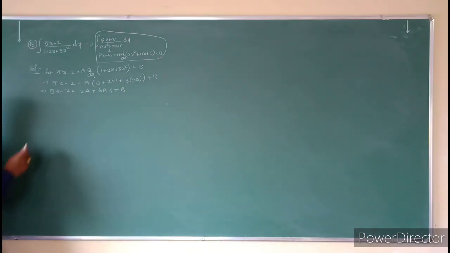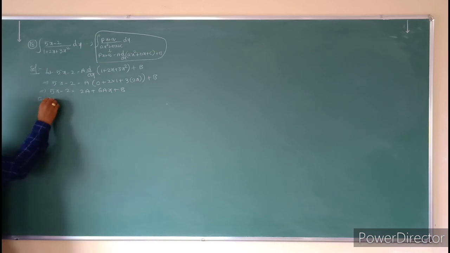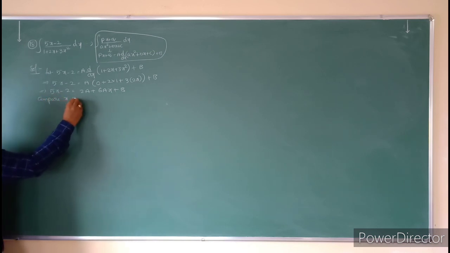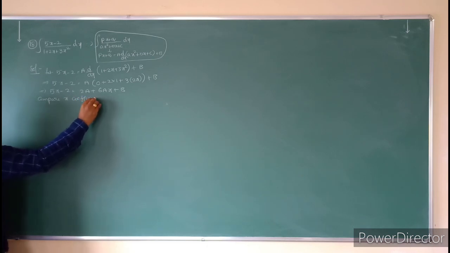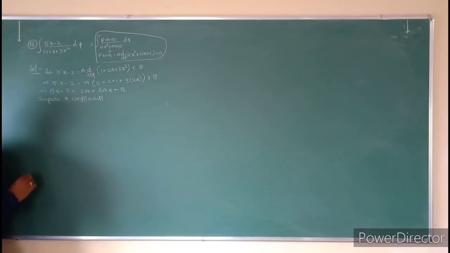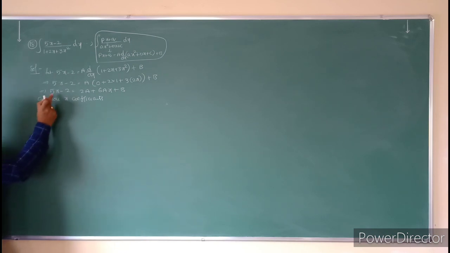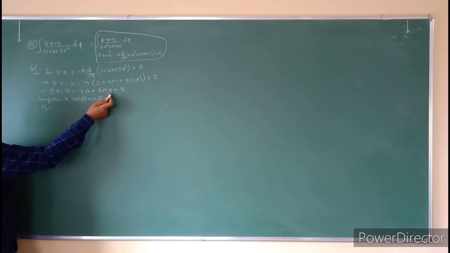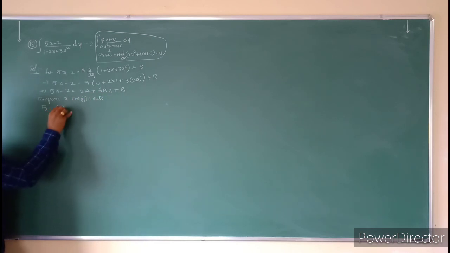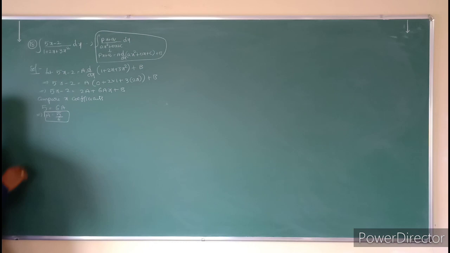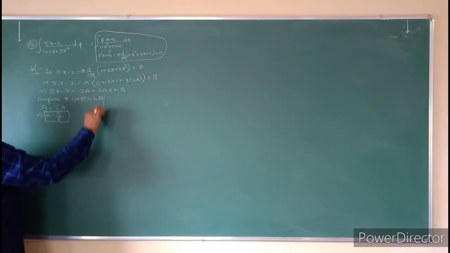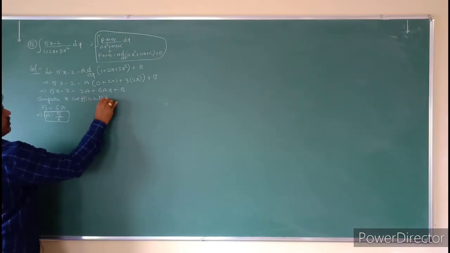Okay. So compare the terms here, students. Compare the x coefficients. What is the x coefficient on the left? 5. What is the x coefficient on the right-hand side? 6a. That implies a is equal to 5 by 6. What is the a value? A value is 5 by 6. Similarly, we will take the constants. So what are the constants?